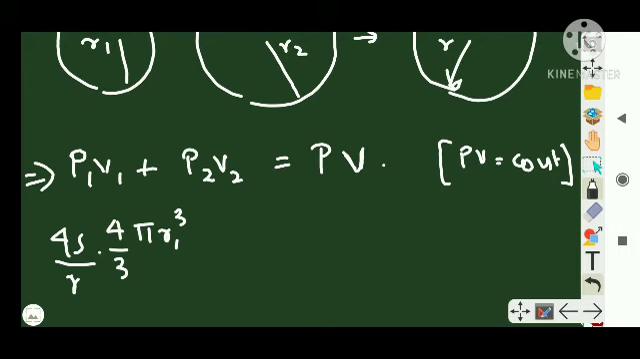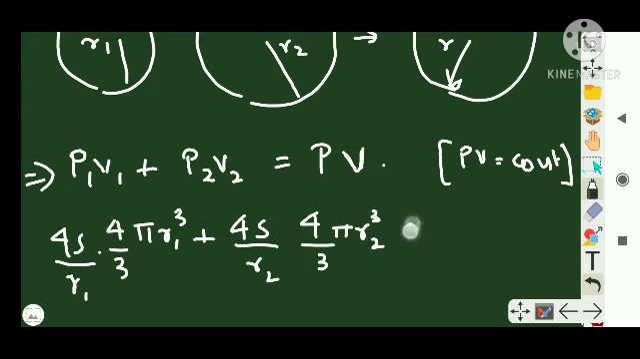Spherical bubble, two free surfaces, so it's in air. So I will write it is 4S by R. Similarly, this will also be 4S by R2. This is R1, this is R2. Into 4 by 3 pi R2 cube is equal to 4S by R, 4 by 3 pi R cube.